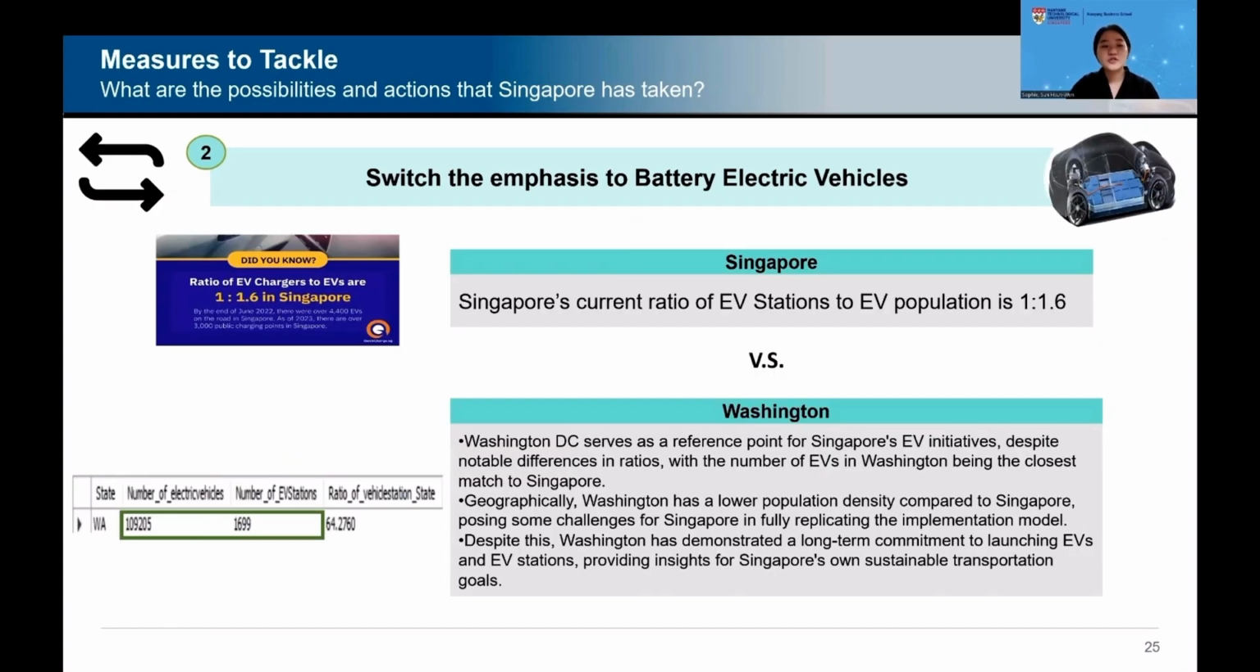Alternatively, Singapore should switch the emphasis to adopting more battery electric vehicles. Before looking at whether Singapore itself can be successful in full conversion, we first look at the given data. Washington, D.C. will serve as the reference point for Singapore in this adoption. Despite their EV stations to EV population ratio and other metrics being so different, Washington's long-term commitment to launching EV initiatives and their large number of EVs and stations provide insights for Singapore's own sustainable transportation goals.